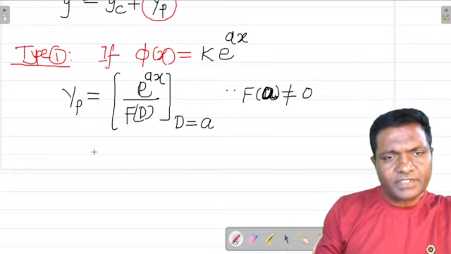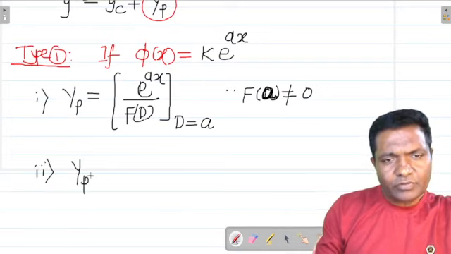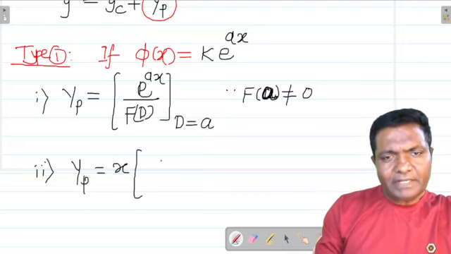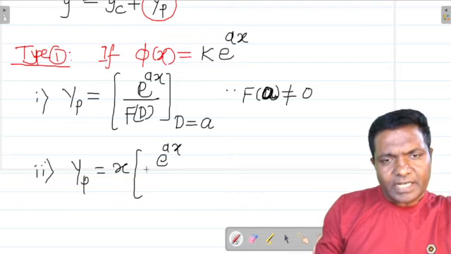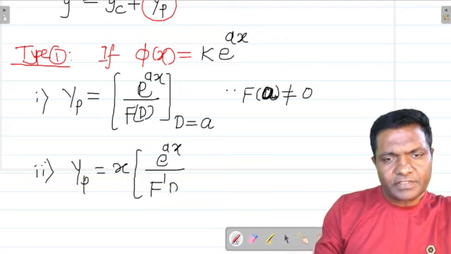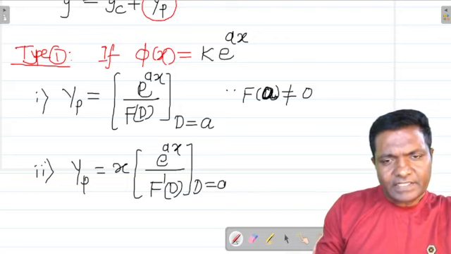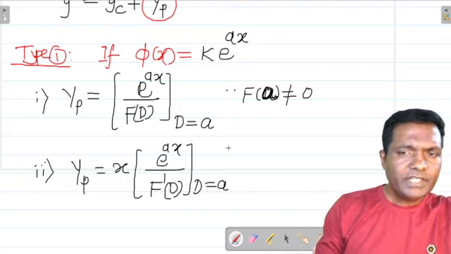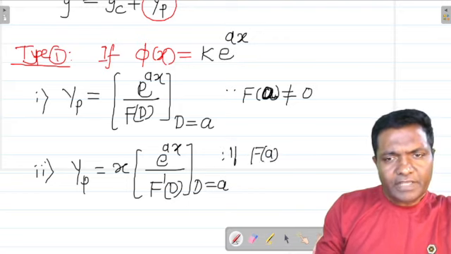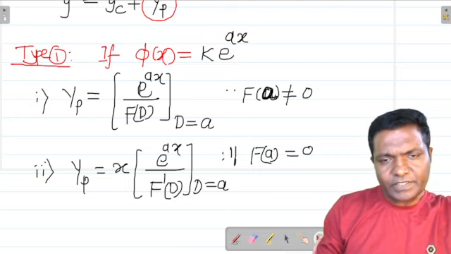Suppose on substitution D is equal to a, the denominator becomes 0. Then you have to follow this method. Multiply by x and e power ax, you have to differentiate the denominator, that is, you write f dash of D, then you replace D as a. You have to do this when f of a is equal to 0.